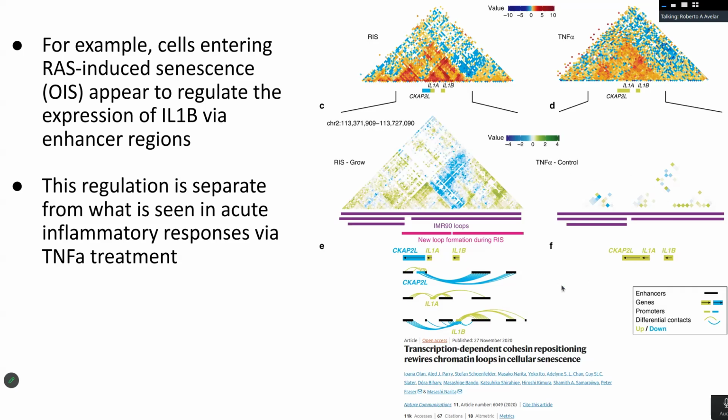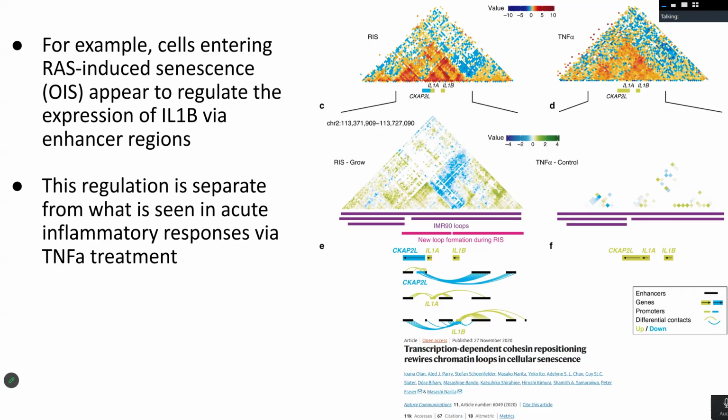And what they found is that when you overexpress RAS in a cell, I think this was human fibroblasts, there is chromatin rewiring, as I mentioned, this chromatin rewiring that happens when you insert cancerous genes into cells. And this seems to modulate how inflammation is turned on in these cells. And this is entirely different from what is causing acute inflammation from TNF-alpha exposure.